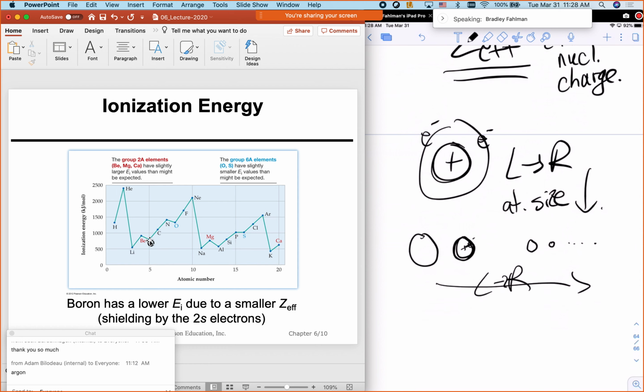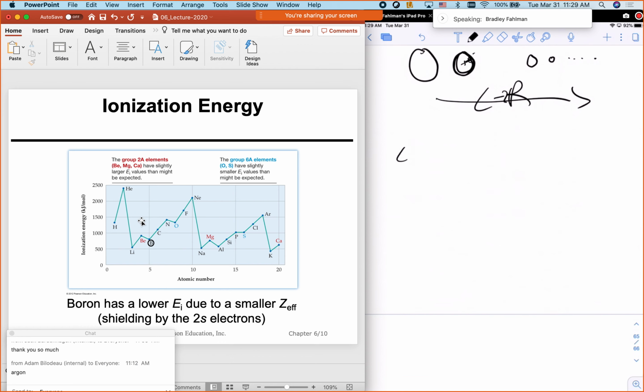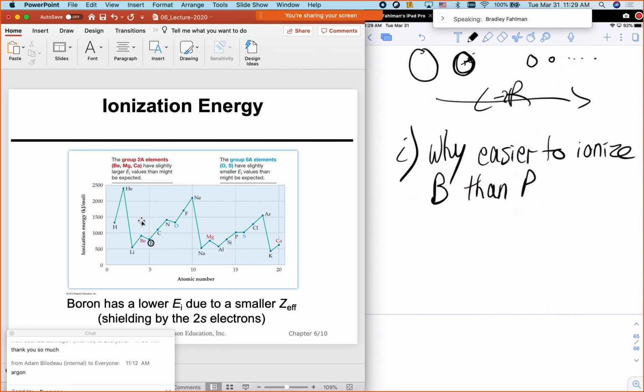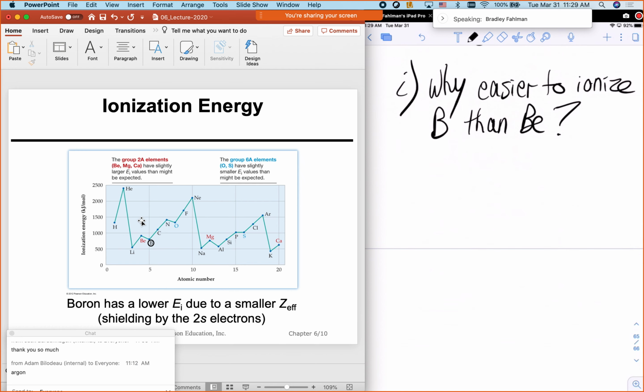But now let's look between beryllium and boron. So why is it easier to remove an electron from boron than it is from beryllium? This is the first anomaly. So why is it easier to ionize boron than beryllium? Let's look at boron. So that's 1s, 2s, and the 2p. So this is boron.